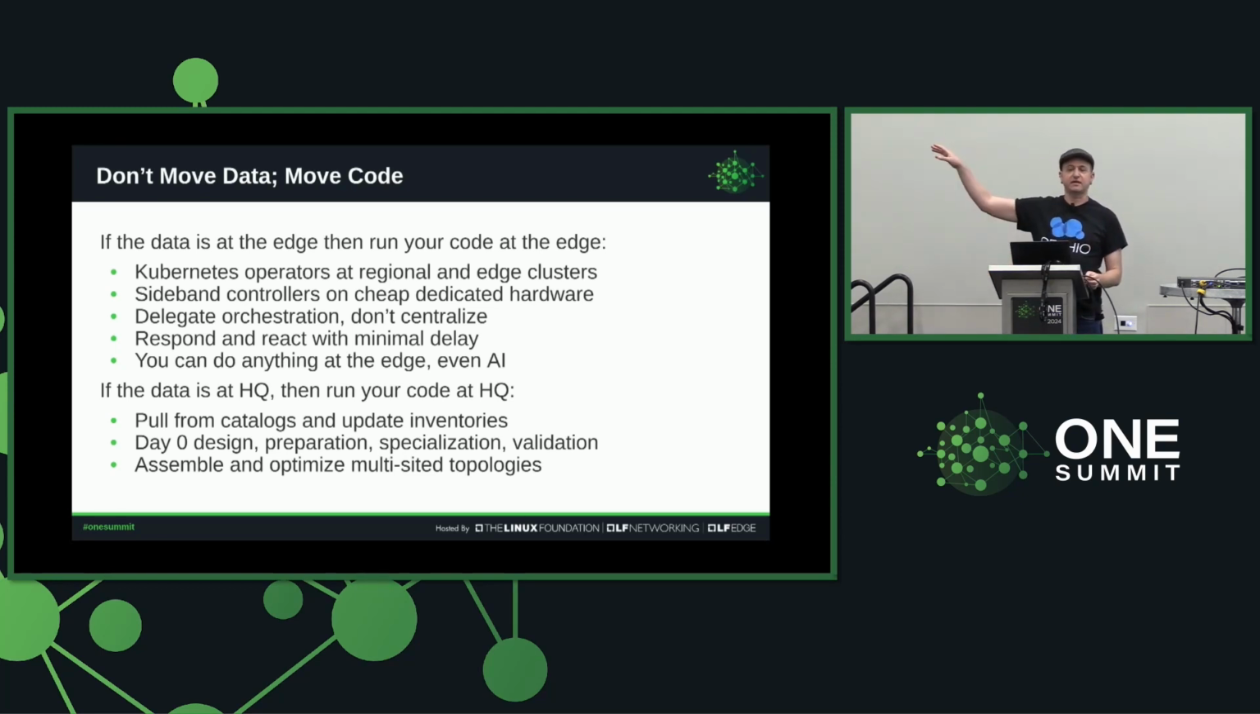If you have data at the edge, that's where you should run your controller, right? Kubernetes makes it great because it's an extensible orchestrator, so you can run an operator over there at the edge. And if you have data that needs to be at your headquarters, run it at your headquarters, right? So if you need to deal with catalogs and inventories, which are at your center, they're not located at the edge, run the code there. So ask yourself first, where's my data?